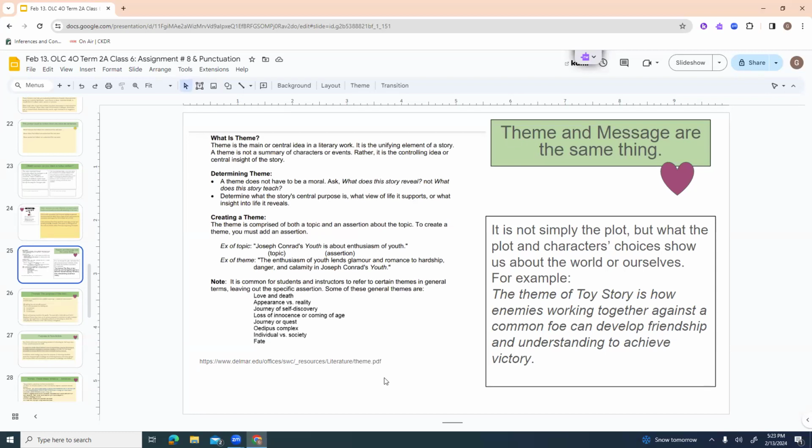So, for example, you could ask yourself, what does this story reveal? Not what does it teach? What is the story's central purpose? What view of life does it support? Or what insight to life does it reveal? The theme is composed of both a topic and then a statement about the topic. To create a theme, you have to have that extra statement.